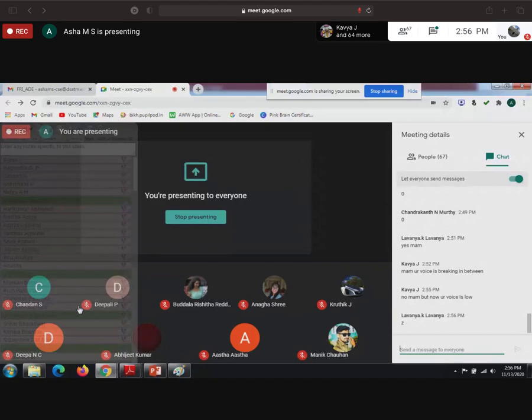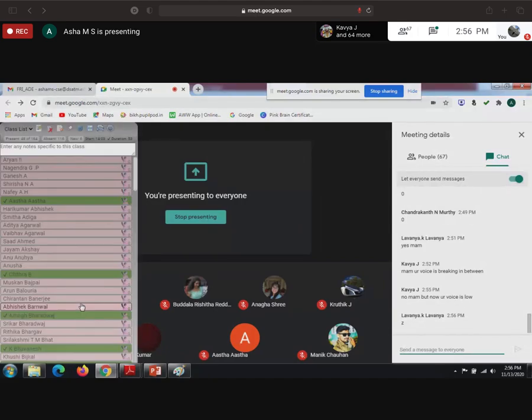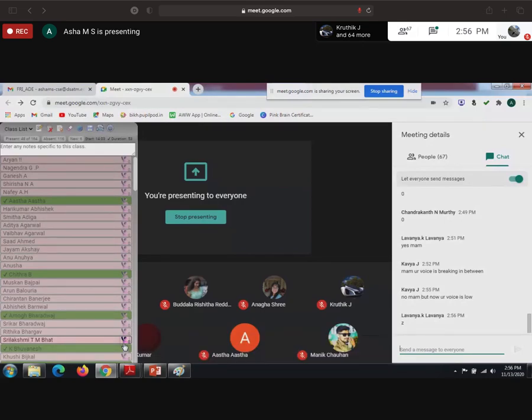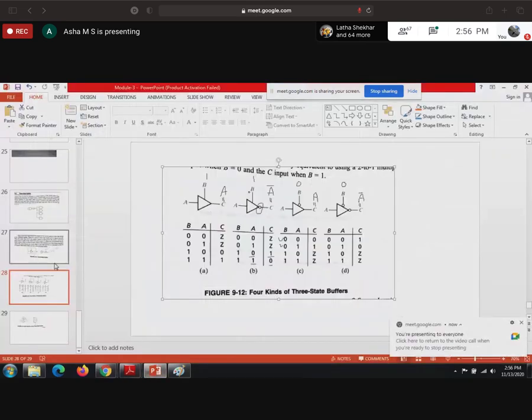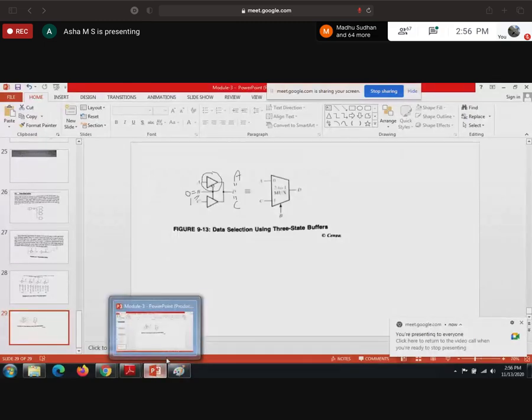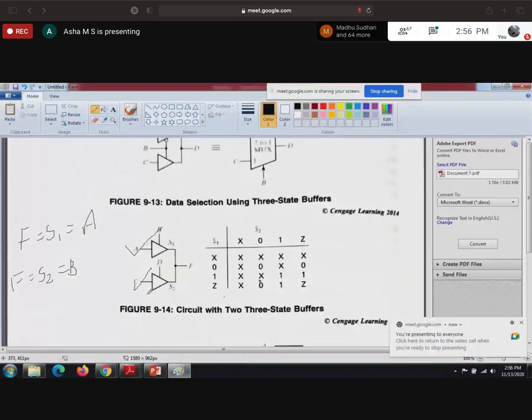Yes, because when it is disabled, it means there is no flow of current. So when the buffers are disabled, there is no flow, hope you remember the first diagram. This one. When B equal to 0, there is no flow of current. It acts like an open circuit. Correct, right? So here also, in the same way, when both the buffers are disabled, there is no connection here, which means that the output of F is open.